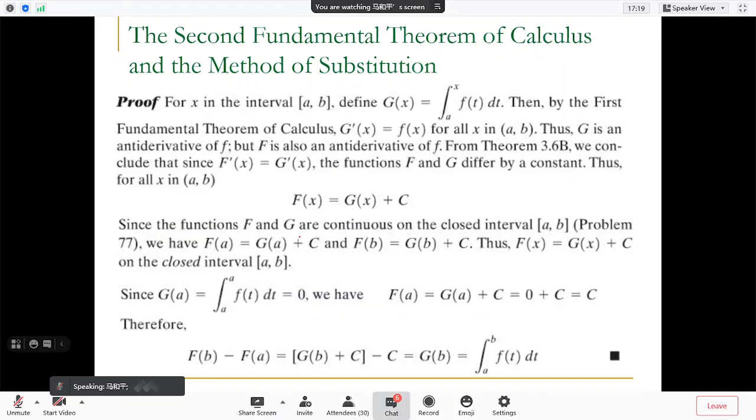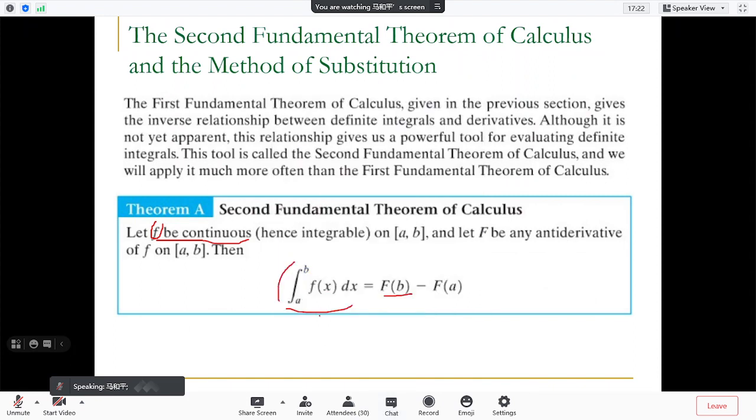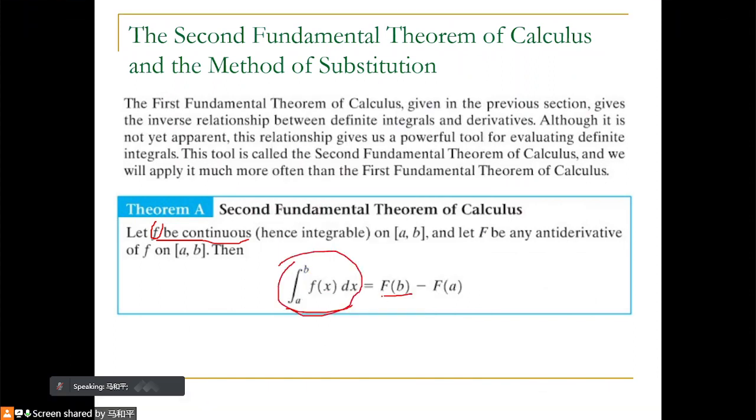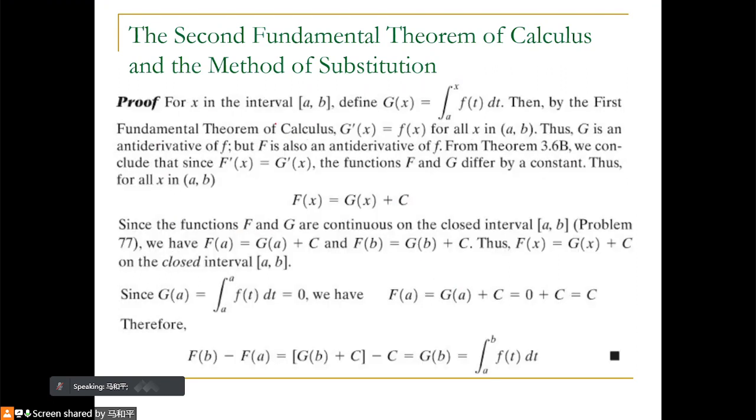First, we want to calculate here: this definite integral is equal to F(b) minus F(a). For x in the interval [a, b], we define a new function g(x), whose upper limit is the value x and the lower limit is the constant a, and the integrand is f(t). Then, by the first fundamental theorem of calculus, g prime of x, the derivative of g, is equal to, replacing t by x, f(x). Right? We have this.